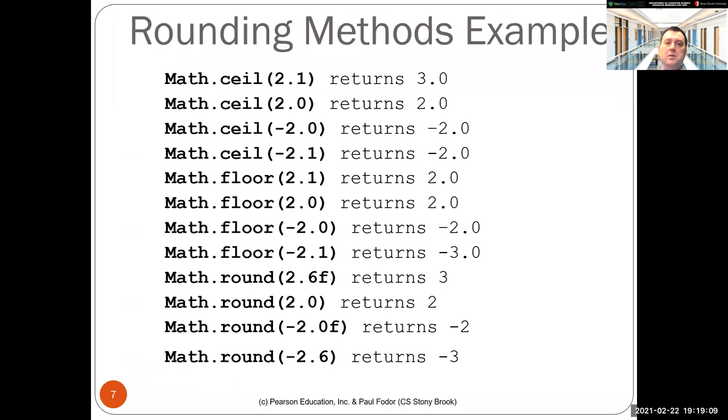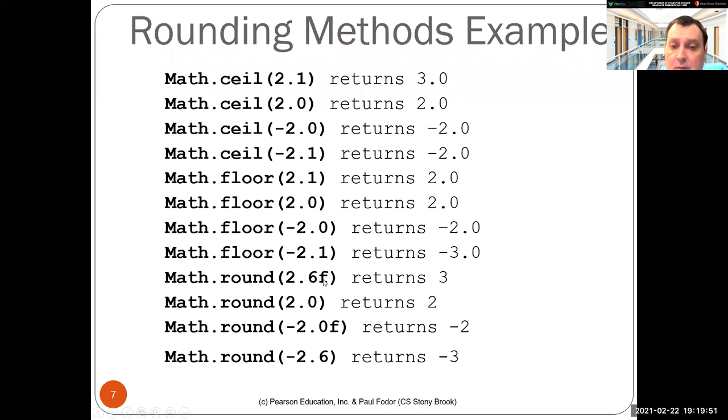Okay. Here I have examples. Math.ceiling of 2.1 is 3.0. Math.ceiling of 2.0 is 2.0. Math.ceiling of minus 2.0 is minus 2.0. Math.ceiling of minus 2.1 is minus 2.0, because on the real axis, minus 2.1 is less than minus 2.0. Math.floor of 2.1 is 2.0. Math.floor of 2.0 is 2.0. Math.floor of minus 2.0 is minus 2.0. Math.floor of minus 2.1 is minus 3.0.